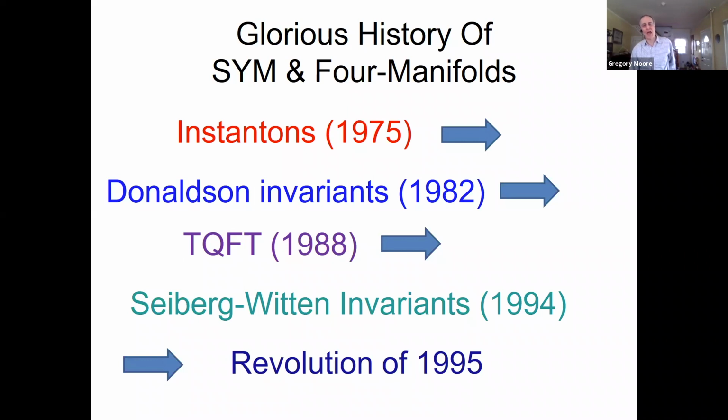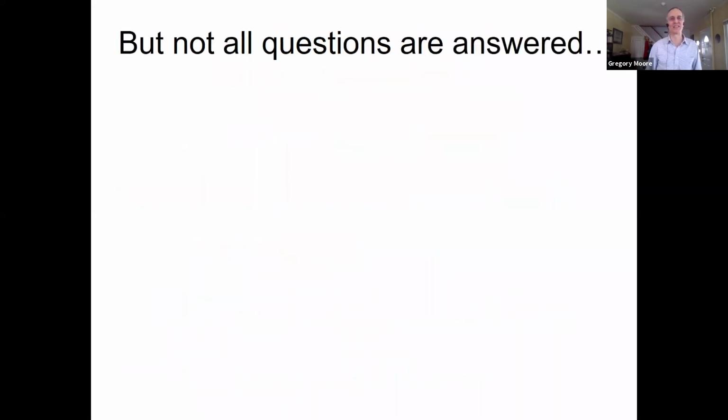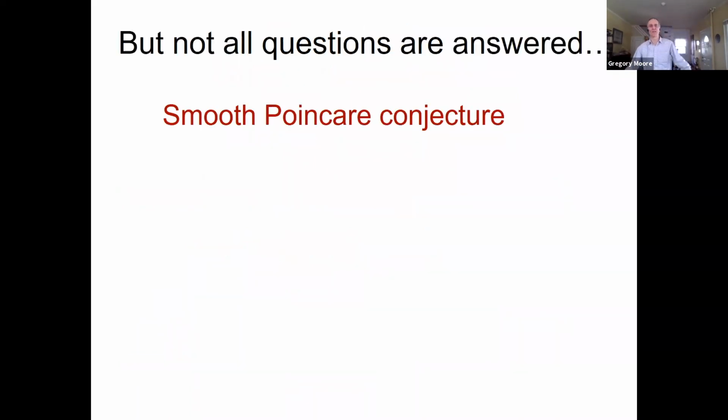It was so dramatic that I think it left many physicists with the impression that all problems in four-manifold theory have been solved by the physicists. But that's really not the case. For example, a major outstanding problem is the smooth Poincaré conjecture, which remains unresolved in four dimensions. And there's a host of other problems. I'll just mention one for fun.